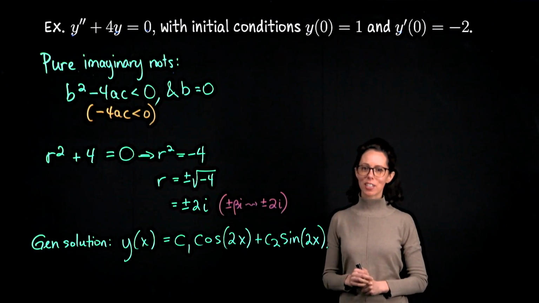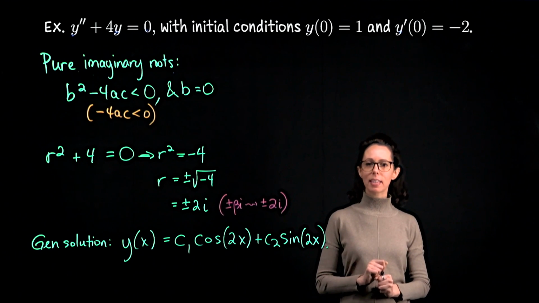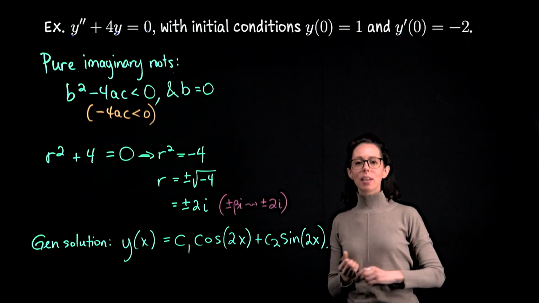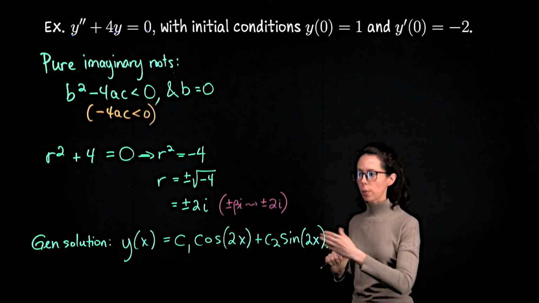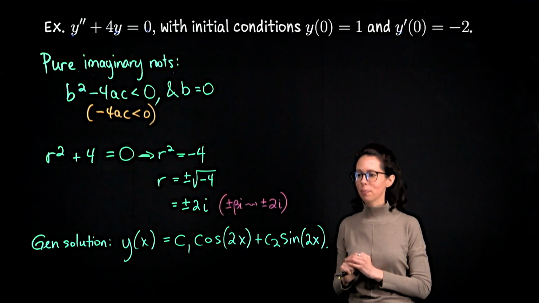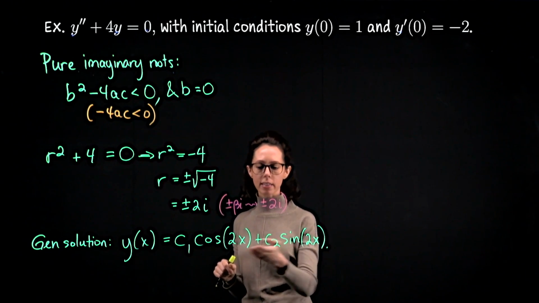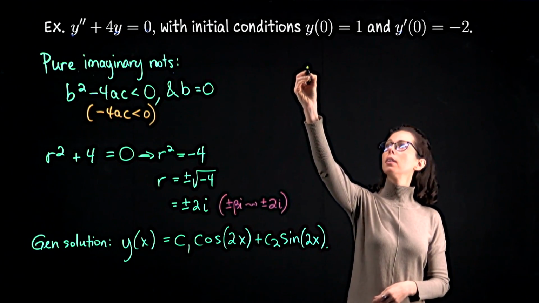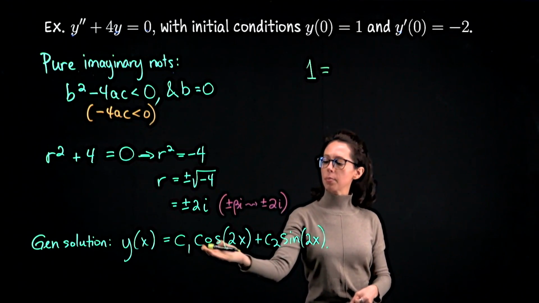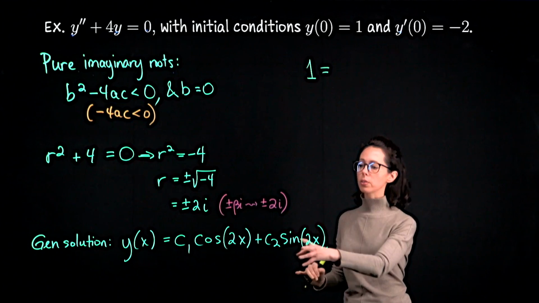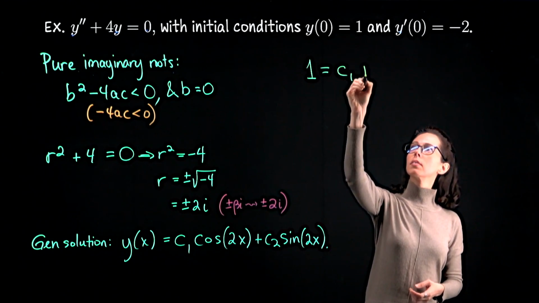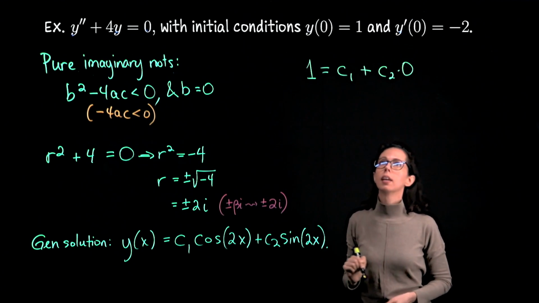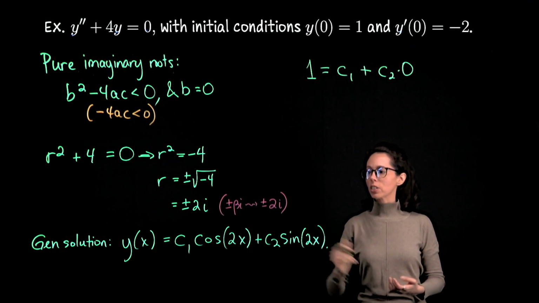All right, our initial conditions tell us that when the independent variable x is 0, y is 1, and y prime is -2. So what we're going to do is substitute those values into our general solution so that we can solve for C1 and C2. What I'm going to do now is take x and replace it with 0. And then I know that when x is 0, y itself is 1. So let me write that up here. 1 equals C1 times cosine of 0. You got to know your cosine and sine values here. So cosine of 0 is 1. And then sine of 0 is 0. So immediately we know that C1, this first constant, is just 1.